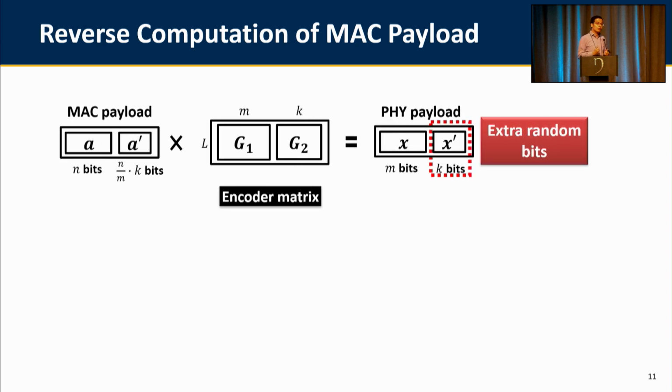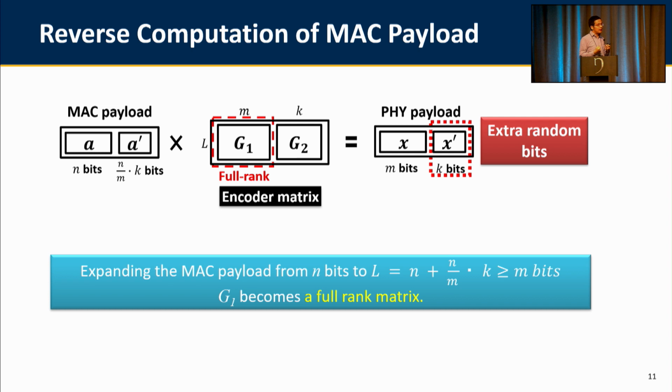To address this issue, our solution is that before we do such reverse computation, we append some extra random bits to the physical layer payload that we choose. In order to do so, the encoder matrix will be correspondingly expanded. So if we carefully articulate the amount of extra random bits we select, we can make sure that this encoder matrix will always be a full rank one. And under this condition, you can mathematically prove that for any given physical layer payload, there always exists a legal MAC layer payload that can be computed.